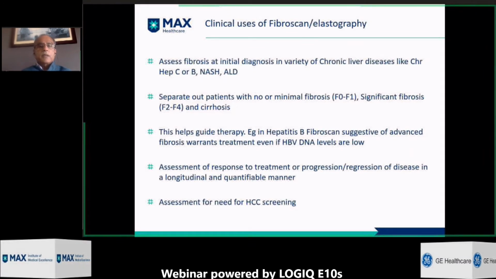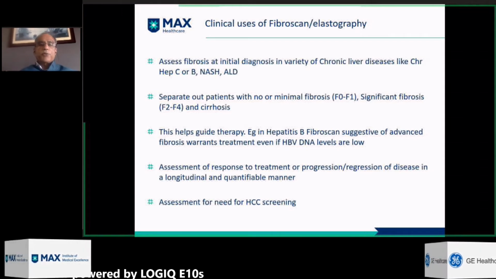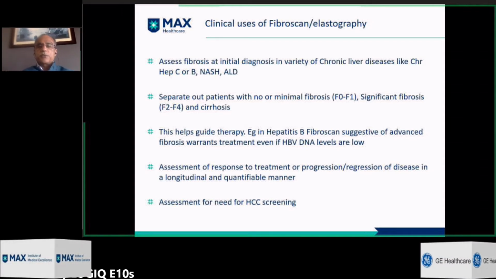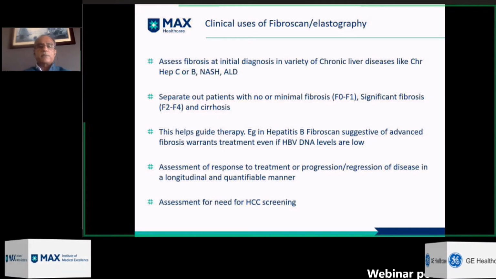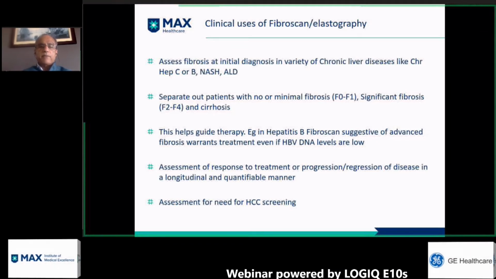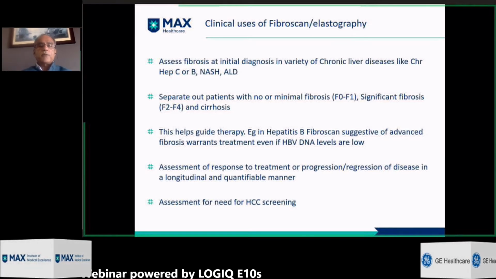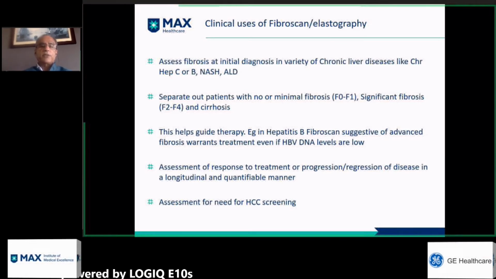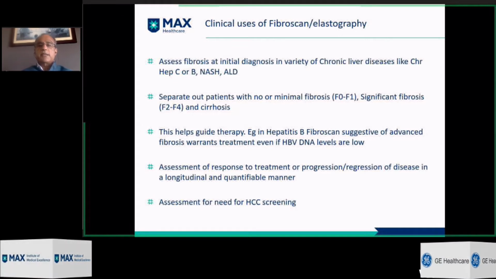So where do we use these in real life? We use it for assessing fibrosis at initial diagnosis in a variety of chronic liver diseases, from chronic hepatitis B, C, NASH, or alcoholic liver disease. That tells us where the patient stands when we first see the patient, or even as a screening tool in patients, for example, who have hyperlipidemia, diabetes, metabolic syndrome, who may or may not have fatty liver disease on ultrasound. We would use this as a screening tool.